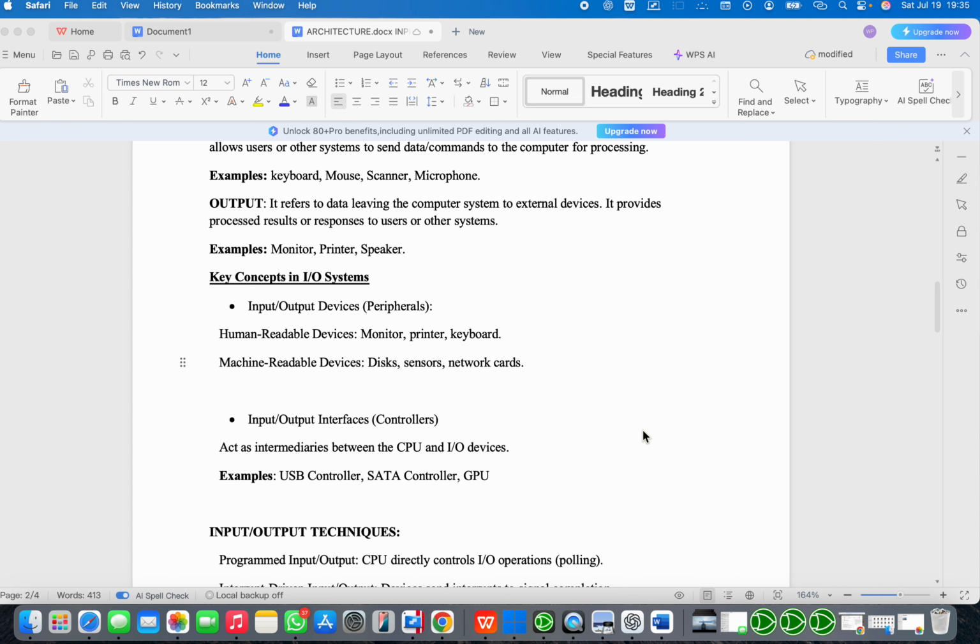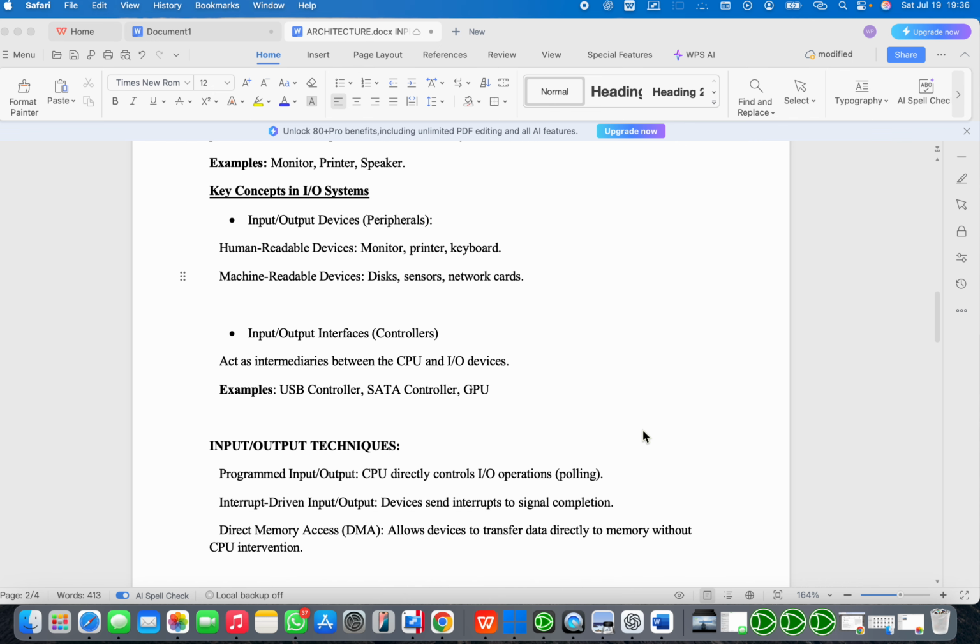The key concepts of input and output systems. Input or output devices, peripherals. Human readable devices. These are the ones that humans can easily read from. So we have the monitor, which displays the information of the output. We have the printer that prints the hard copy of the output. And we have the keyboard, which keys in the input or instructs the computer to perform a specific function. Then we have machine readable devices, that is the disk, sensors, and network cards that are embedded within the system. The input and output interface controllers act as intermediaries between the CPU and input or output devices. Examples are the USB controller, the SATA controller, and the GPU.